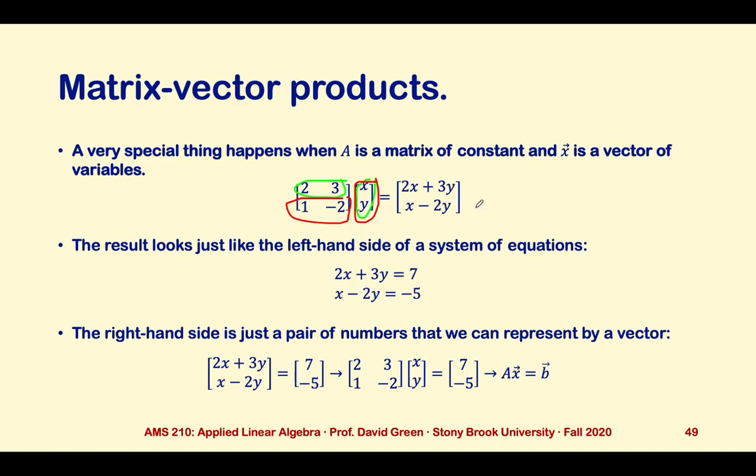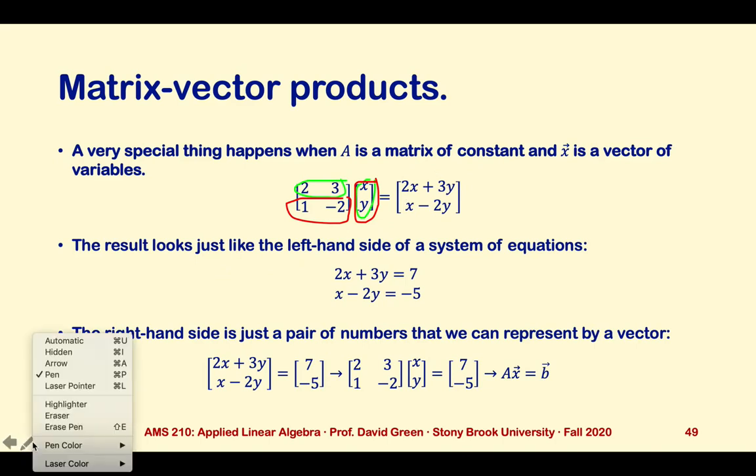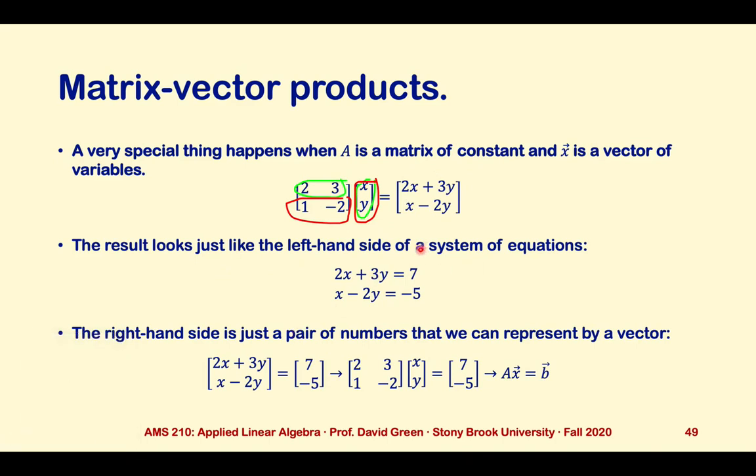The result, this product, looks exactly like the left-hand side in a system of equations. I could write it as a system of equations: 2x plus 3y equals 7, x minus 2y equals negative 5. Well, this I could also write as a vector equality. If I can write the left-hand side as a vector with both of these, I can equally write the right-hand side, 7 and negative 5, as a vector.